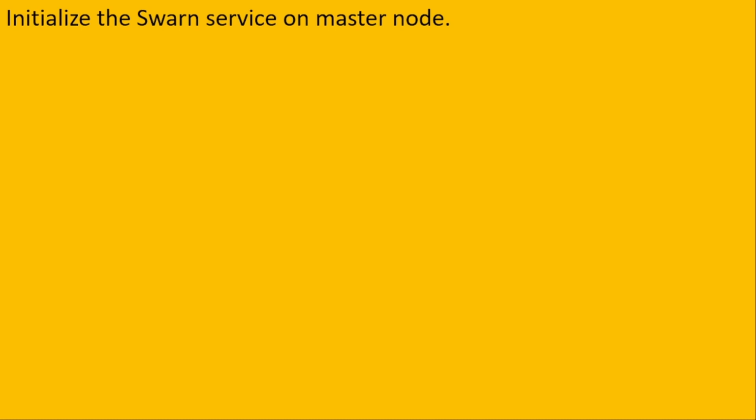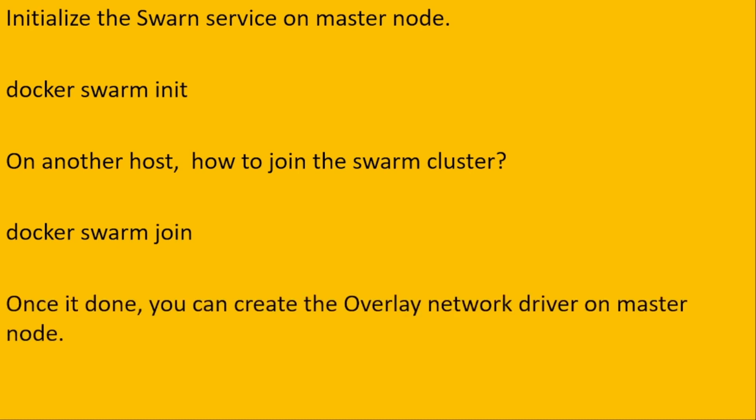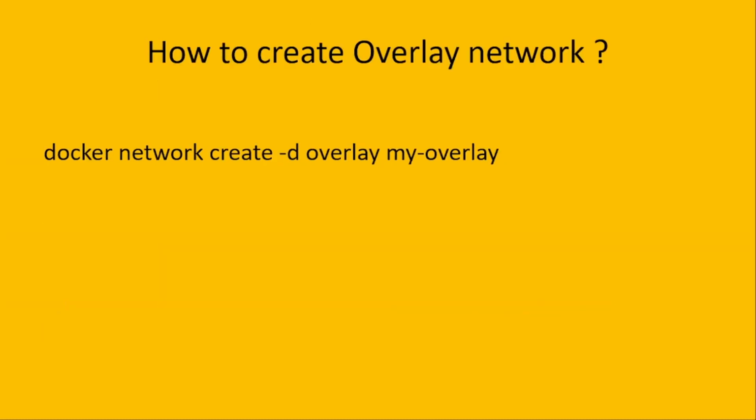So initialize the Swarm service on master node. So the command is docker swarm init. That's it. So with the help of this command, we initialize the Swarm service. On the another host, how to join the Swarm cluster? The command is simple, docker swarm join. Once it's done, you can create the overlay network driver on master node. Now the question is how to create an overlay network driver. The command is simple. Again, docker network create -d overlay my-overlay. So this is my, you can give any name here.